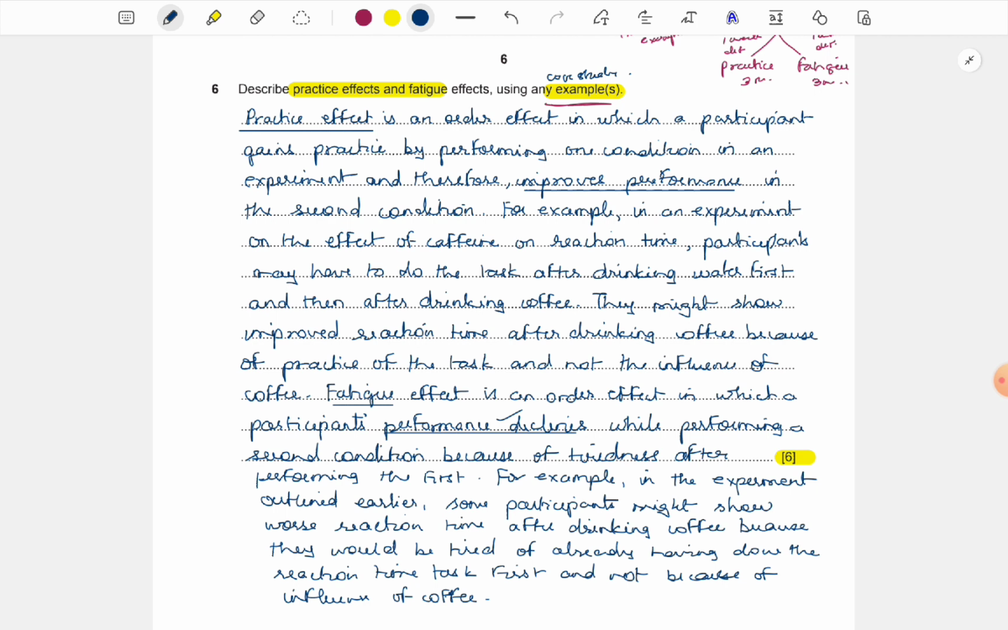Try to understand the content. Try to understand the structure and organization I'm explaining. Always be focused on that if you want to score well. If you're going to be busy looking at superficial things, you will not be able to score well in the paper. Okay, this is part 2.